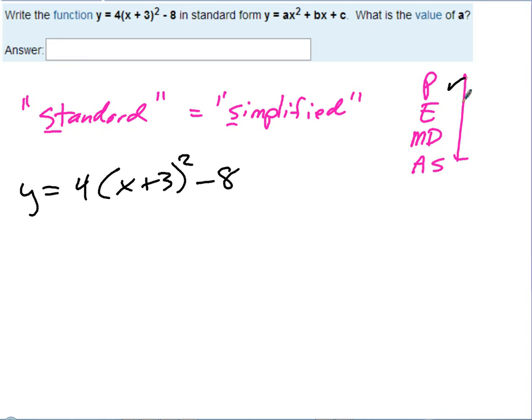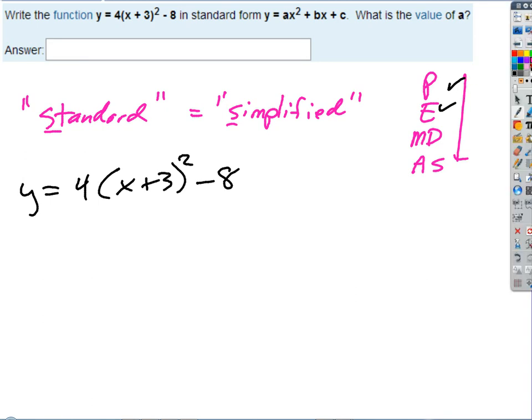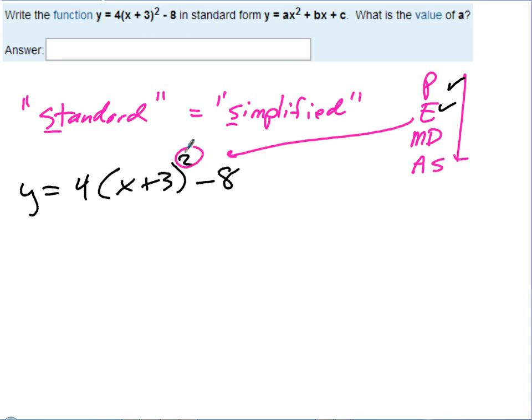What's next? Exponents. Good. Now the exponent is right there, right? The mistake people make, if they make a mistake on this one, it's almost always that they want to distribute that 4 to the x and the 3, but you can't do that because that's out of order. Distributing is multiplying, and you can't multiply until after you've dealt with that exponent. Something squared just means that something times itself. So we have to FOIL out.